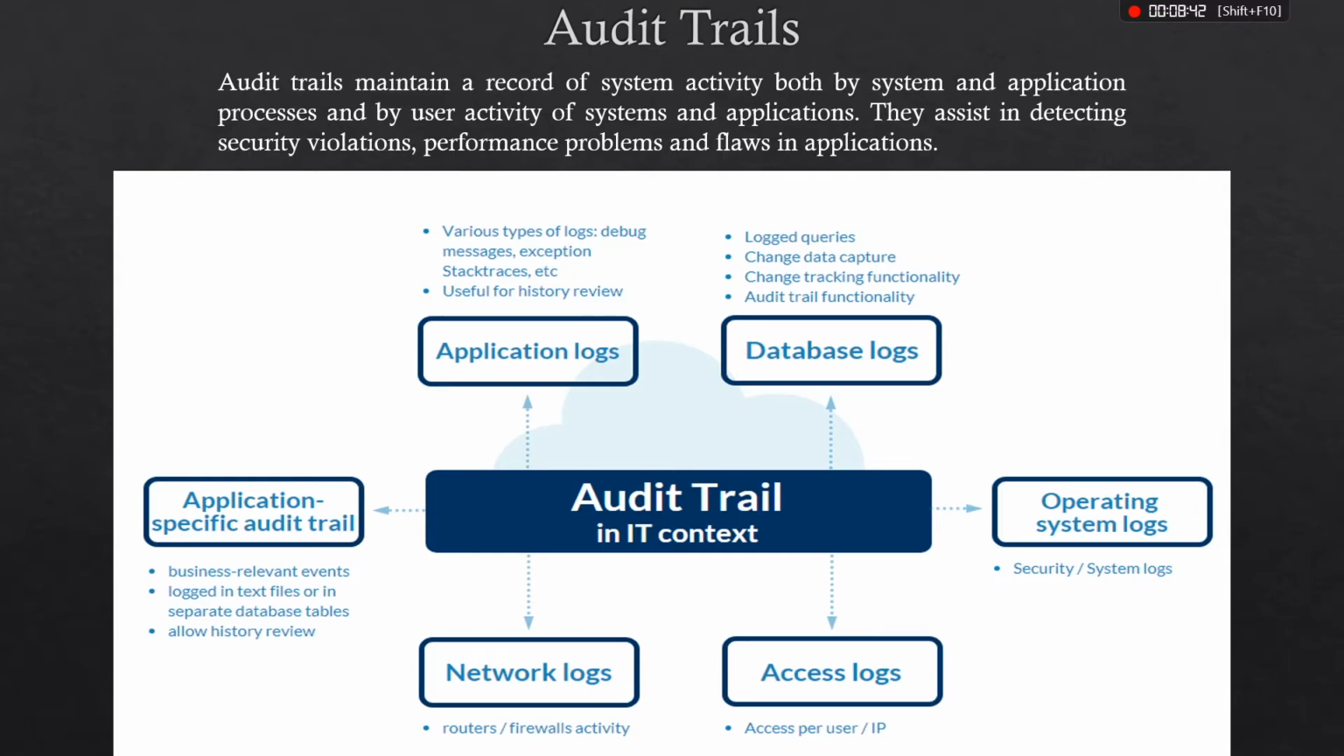So next we have application logs. So this is like a broader category, like it looks at all the applications instead of a specific one. So some of these things may not be part of the audit trail, such as exception stack traces and debug messages. So they may be useful, especially in the case that there is no dedicated application-specific audit trail.